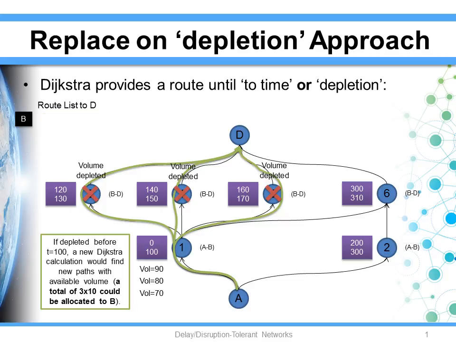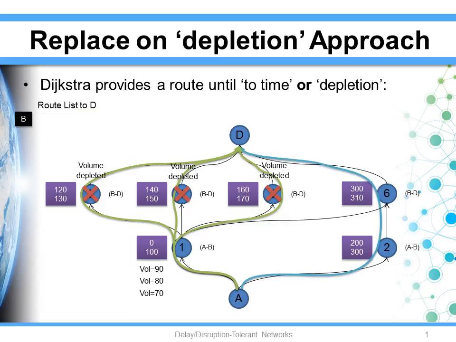So in this case, the next step is another route calculation, which is exactly the same as the second route calculation in the previous example, which could find another route through node 2, contact 2, and through contact 6 to reach D, again with a volume of 10 in this case as well. So in this contact graph, we could allocate a total of 40 units to node D, even though the first contacts 1 and 2 have a total capacity of 200.